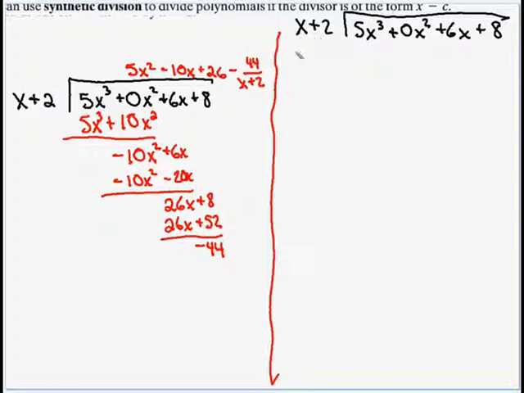So here's our setup, just like we saw on the left. I am going to find my c value, x minus c. So here I see a plus 2. I just like to think, okay, I'm going to switch the sign. Now it's a minus 2. Notice I put it behind this little block.